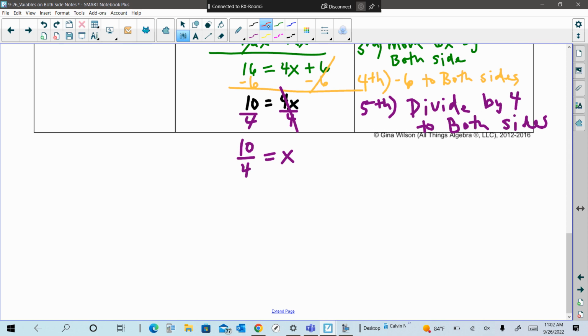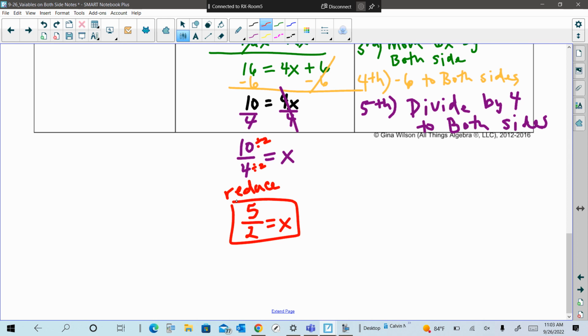Now, my question is, can this be reduced? Whatever fraction form you give me, it needs to be in reduced form. What can that be reduced to? If you divide both sides by 2, you're right. So this would be 5 over 2 equals x. That is our final answer. Simplified fraction form.